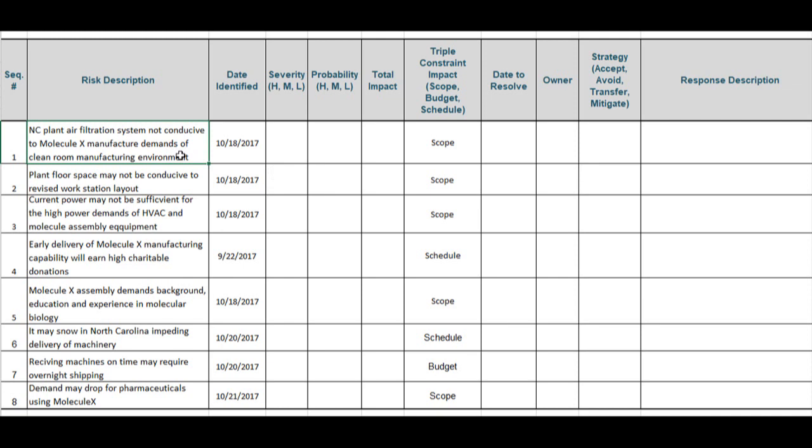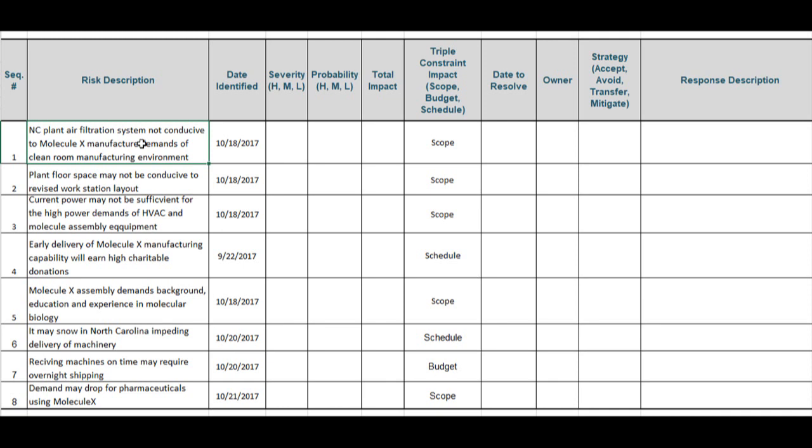So my first risk here is that the air filtration system may not be conducive to the manufacturer. The floor space may not be conducive to a workstation layout. The power demands may not be sufficient. As we look at each of these 8 risks, they're very specific. If you're putting "and" into your risk, that could be a double-barreled risk, or what should be 2 risks.